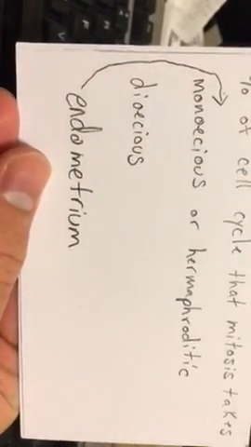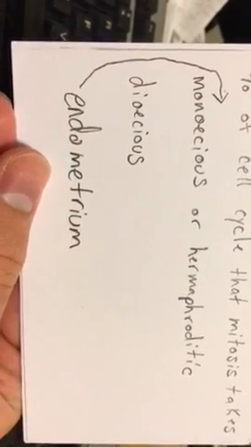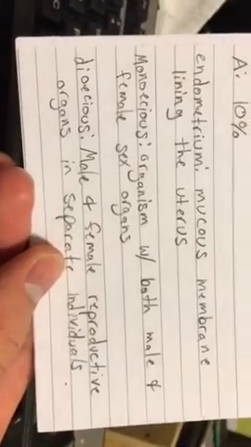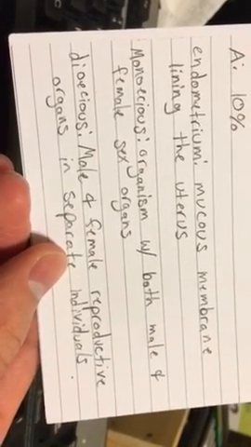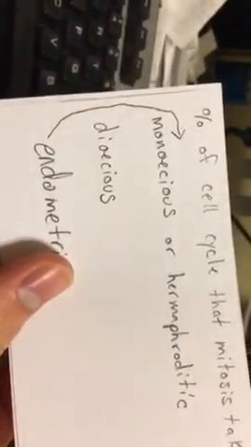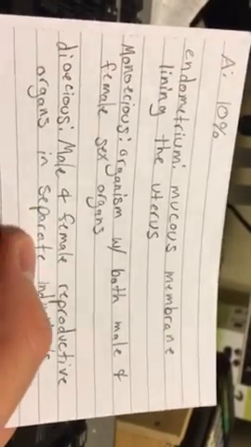Okay, monoecious or hermaphroditic means monoecious organisms with both male and female sex organs. Dioecious is going to be male and female reproductive organs in separate individuals. So that would be us. Sponges can be hermaphroditic. Okay.